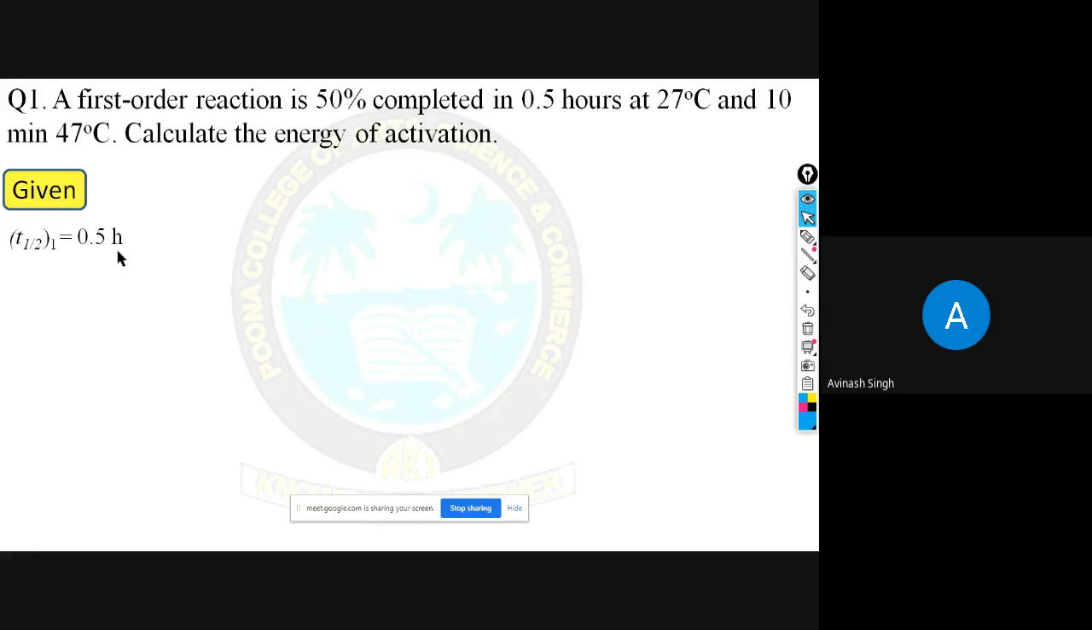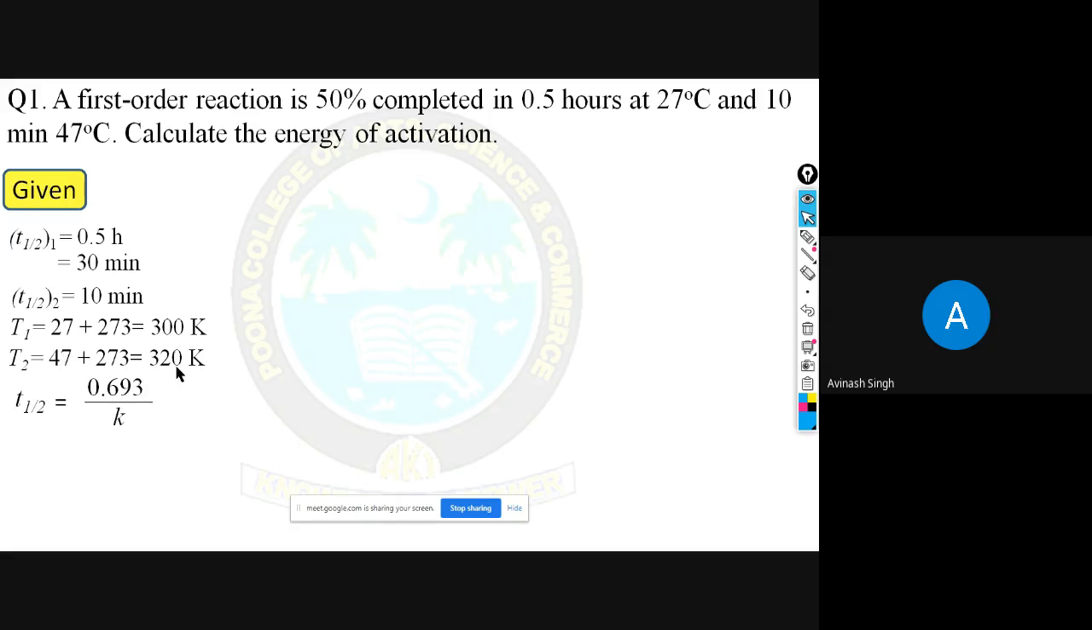T half 1 is 0.5 hours, which is 30 minutes. T half 2 is 10 minutes. T1 is 27 degrees centigrade. When converted into Kelvin, it is 300 Kelvin, and T2 is 47 degrees centigrade, it is 320 Kelvin.